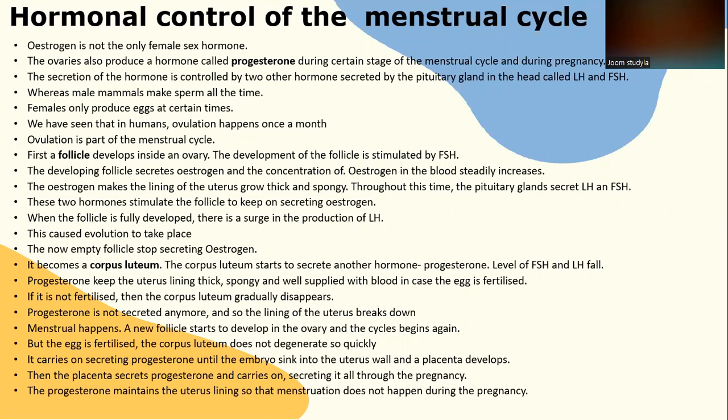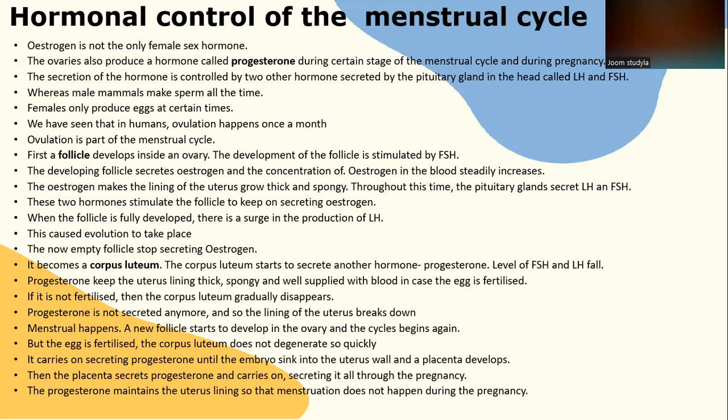Throughout this time, the pituitary gland secretes LH and FSH. These two hormones stimulate the follicle to keep on secreting estrogen. When the follicle is fully developed, there is a surge in the production of LH. This causes ovulation to take place. The now empty follicle stops secreting estrogen. It becomes the corpus luteum. The corpus luteum starts to secrete another hormone, progesterone.